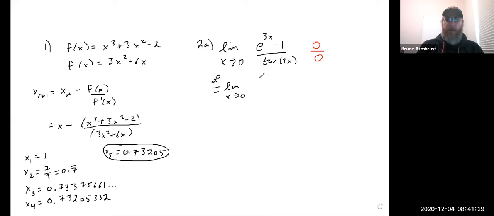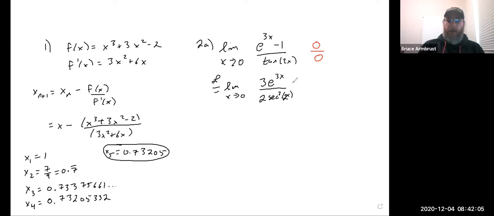So the derivative of the top is going to be 3 e to the 3x. That comes from chain rule. E to the 3x, its derivative is e to the 3x, and we multiply by the derivative of the exponent. The minus 1 goes away. And then on the bottom, we're going to get 2 secant squared of 2x. So again, chain rule. Derivative of tangent is secant squared. The derivative of 2x is 2.